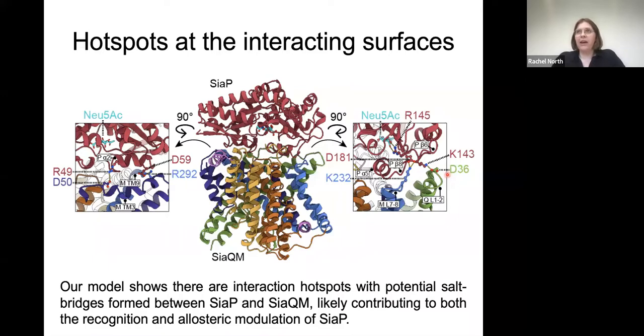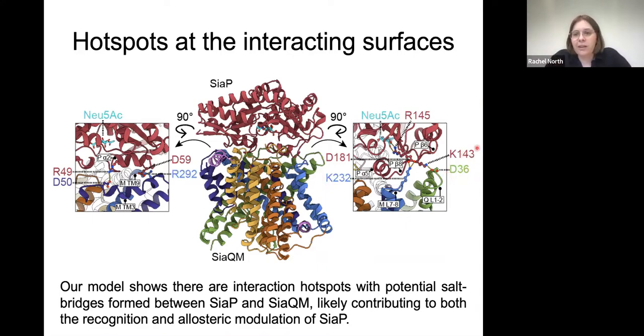They are contributing to the recognition by recognizing where the SciP should bind and dock to the QM, and for the allosteric modulation, it may be that the salt bridge networks disrupt any of the ligand binding, and they allow the transitions to occur.